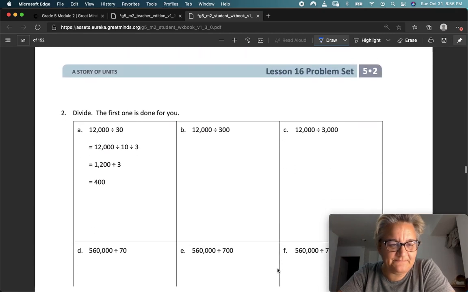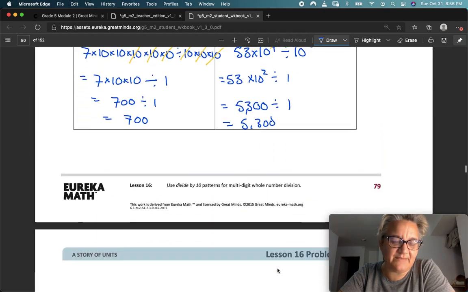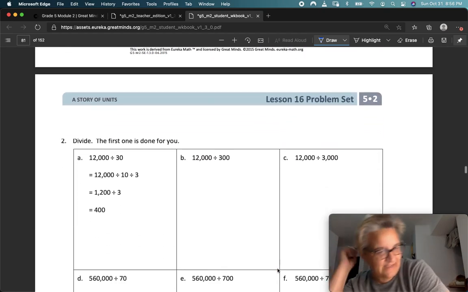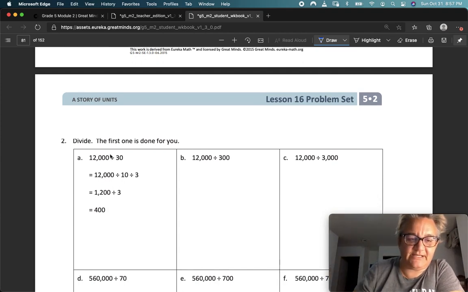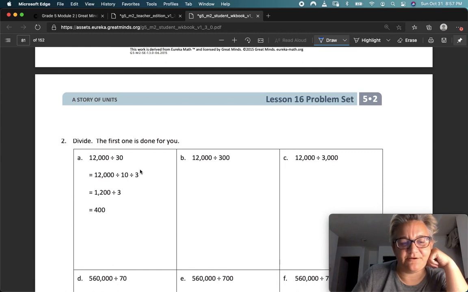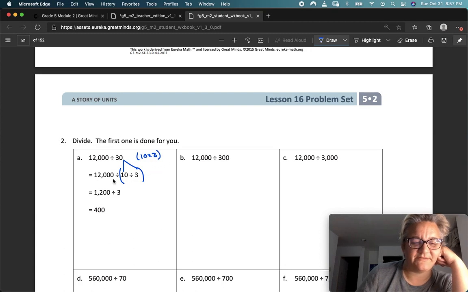All right, let's try this. Now we're getting a little bit harder because we're no longer dividing by multiples of 10. Now that second number has another digit in it, so let's see what they've done here. 12,000 divided by 30. Well, they've taken 30 and they've split it into 10 and 3, right? Because 10 times 3 equals 30. But they're going to divide it and then divide it and then divide it again.